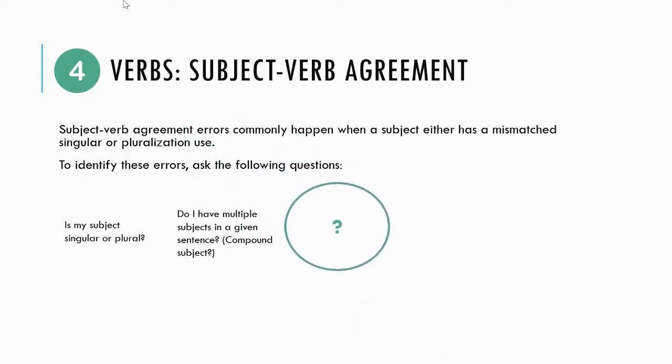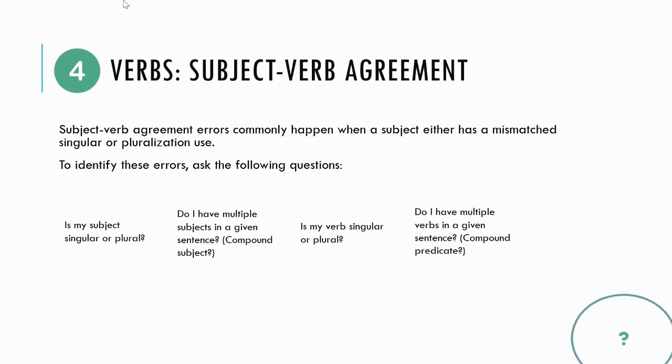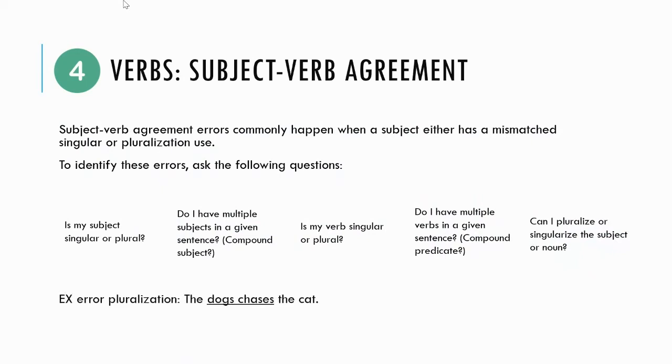Is my subject singular or plural? Do I have multiple subjects in a given sentence? Compound subject. Is my verb singular or plural? Do I have multiple verbs in a given sentence? Compound predicate. Can I pluralize or singularize the subject or noun?